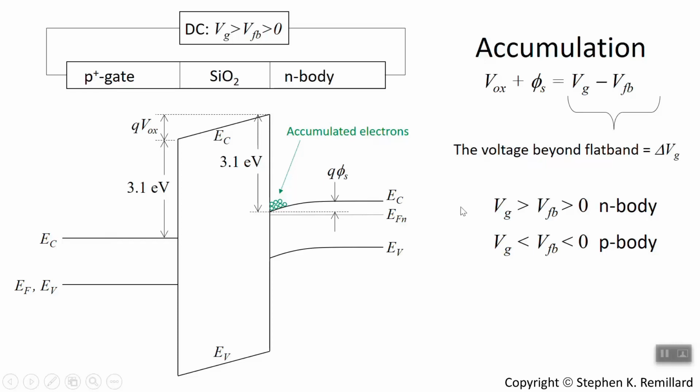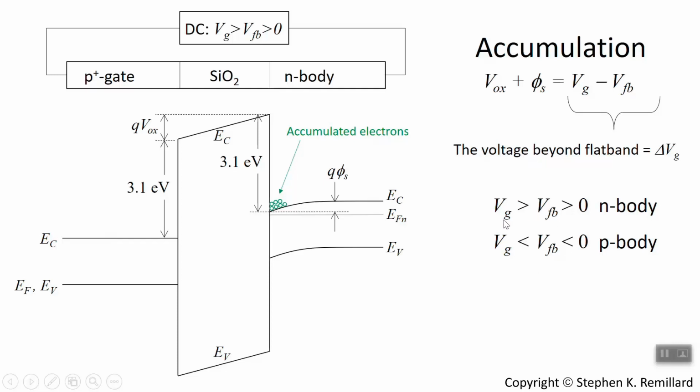Just to keep in mind that N and P body give opposite situations. For an N body, the gate voltage is positive. The flat band voltage for an N body is positive. You might want to jot this down. The typical value is around plus 1 volt for the flat band voltage with an N body. And for P body, it might typically be minus 1 volt.